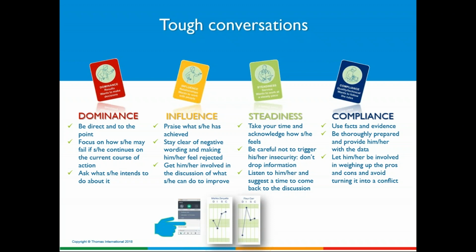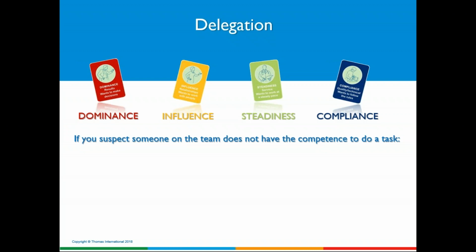I'm going to move ahead now to thinking about delegation. So, avoiding delegating risks is rarely about character. This is about perceived lack of competence. If you suspect someone on the team does not have the competence to do a task, consider your own as well as the other person's leading profile again. The way forward, though, is the same for all profiles. It may start as a tough conversation, as we just went through, and then it may move into these steps.